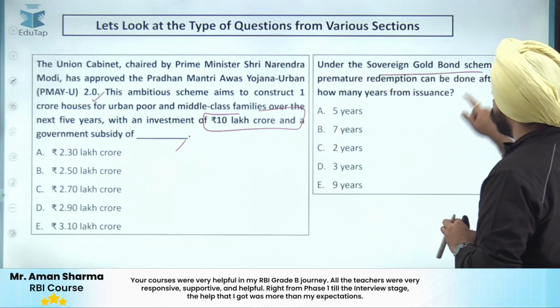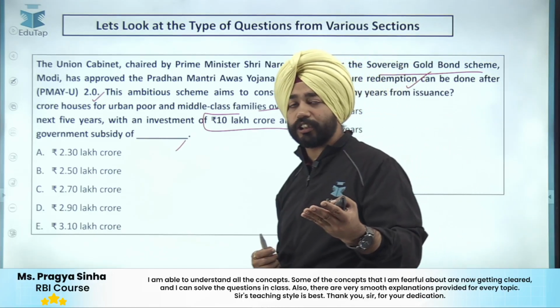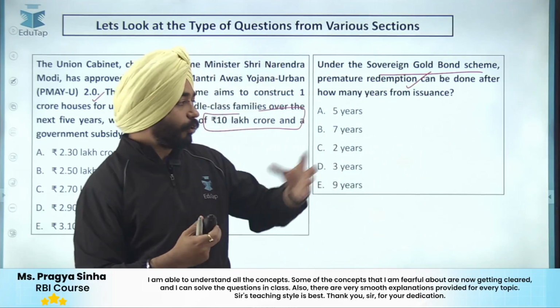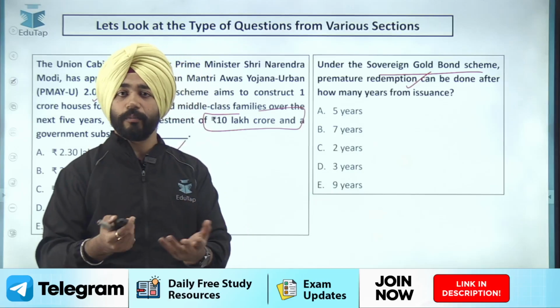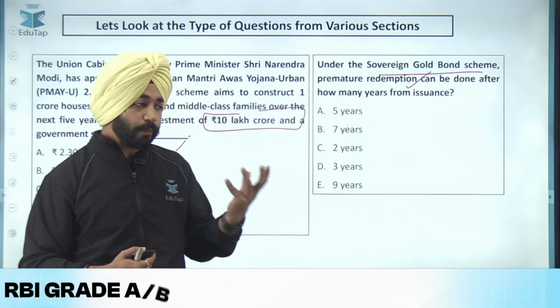Under the Sovereign Gold Bond scheme, premature redemption can be done after how many years? It's a straightforward question being asked from a scheme. The same question was asked from the National Pension Scheme also. That was with regards to the premature withdrawal. When can that be done?